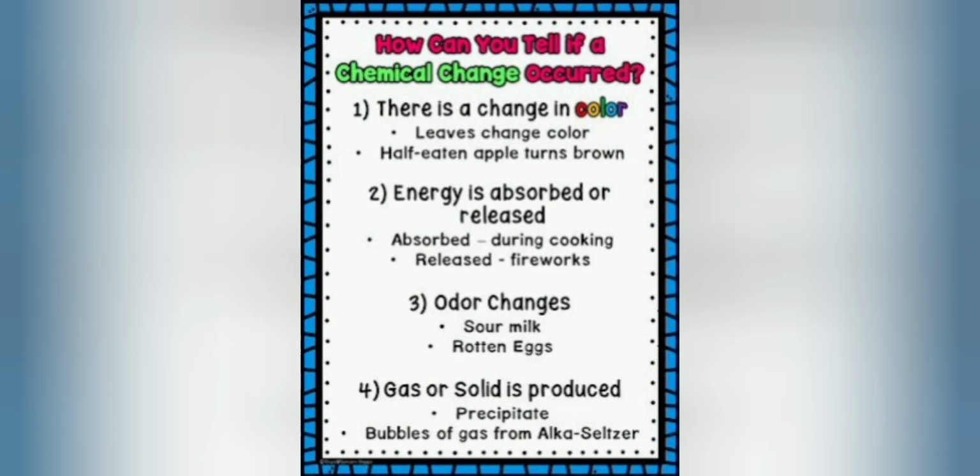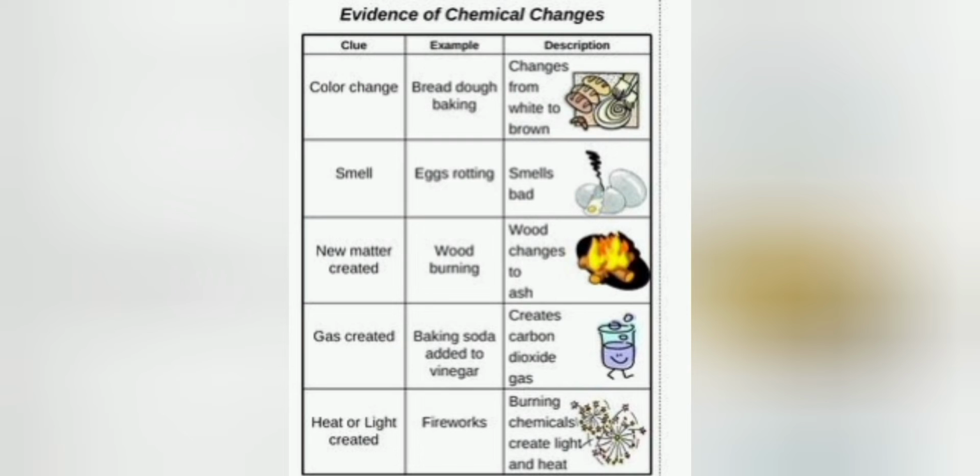And if energy is absorbed or released, so there is always what kind of change? Chemical change. And if the smell also changes, right? If the odor changes, sour milk smells different, and a rotten egg smells different. And sometimes if gas or a solid is produced, this is also evidence that a chemical process is going on. You have always seen that bubbles form when there is a chemical change. Where have you seen bubbles? Yes, in cold drinks you have seen bubbles, so that is also a chemical change.